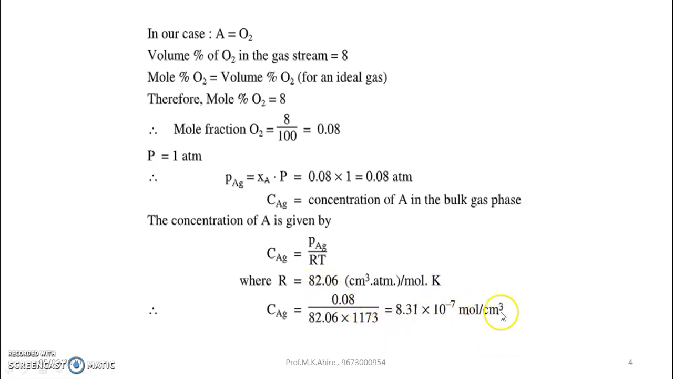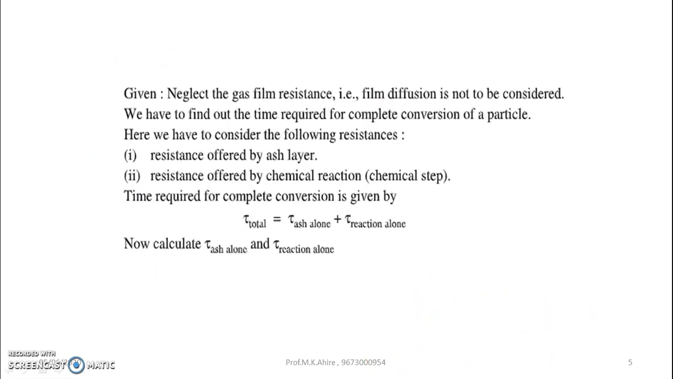So you will get Cag as 8.31 into 10 raised to minus 7 mole per centimeter cube. I think you have got up to this, right? So the Cag value we have got. Now what we have to neglect? We have to neglect the gas film resistance. So it means the reaction is offering ash layer resistance and chemical reaction resistance.